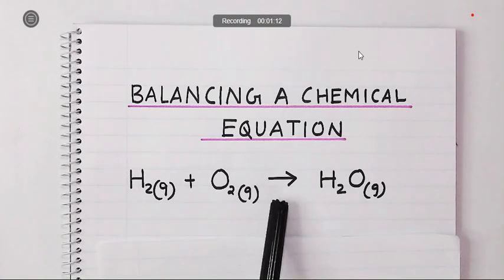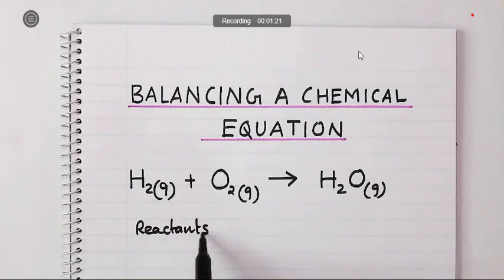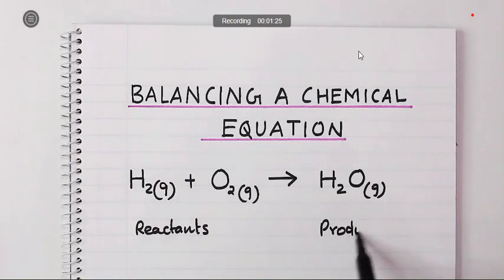On the left hand side of the arrow, what you could see are the reactants, and on the right hand side we have the product, or in other cases you will see products, more than one compound or atom or molecule sometimes.